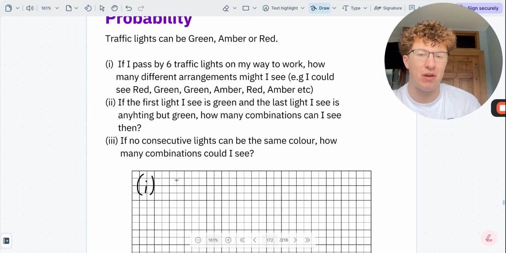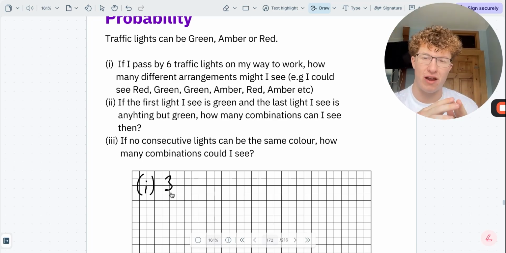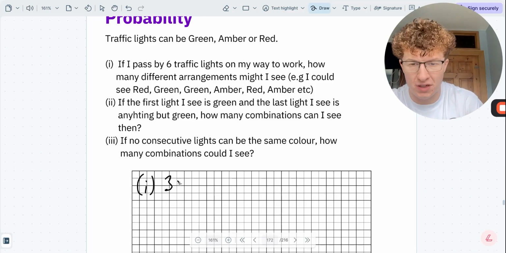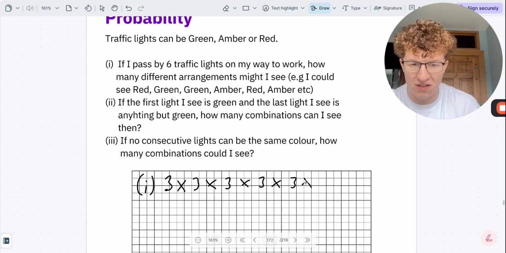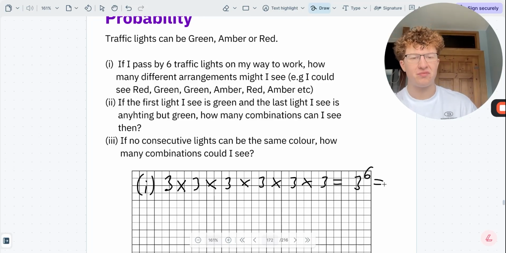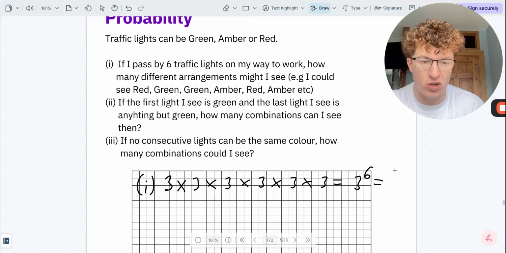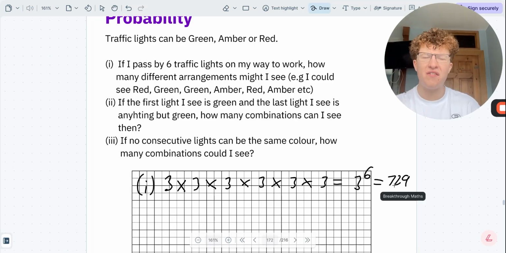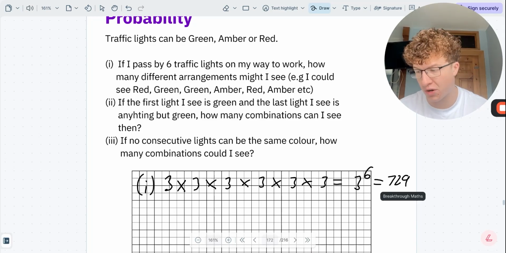Well, okay, think about it. The first traffic light could be 3 colors. It could be green, amber, or red. The second one could also have 3 colors: green, amber, or red. Same with the third, same with the fourth, same with the fifth, same with the sixth. So that's equal to 3 to the power of 6, and that is equal to 729. So there's 729 different arrangements of colors you might see on your way to work.